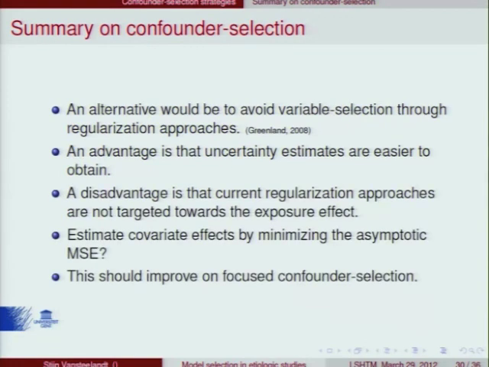A disadvantage, I think, is that the regularization approaches like ridge regressions are not really having in mind that at the end of the day we only care about this exposure effect. So perhaps there is potential for targeting these approaches more towards the quality of the exposure effects. And perhaps one way to do that would be to try and estimate the covariate effects by minimizing that asymptotic mean squared error that we used as a focus previously in the model selection or confounder selection process.